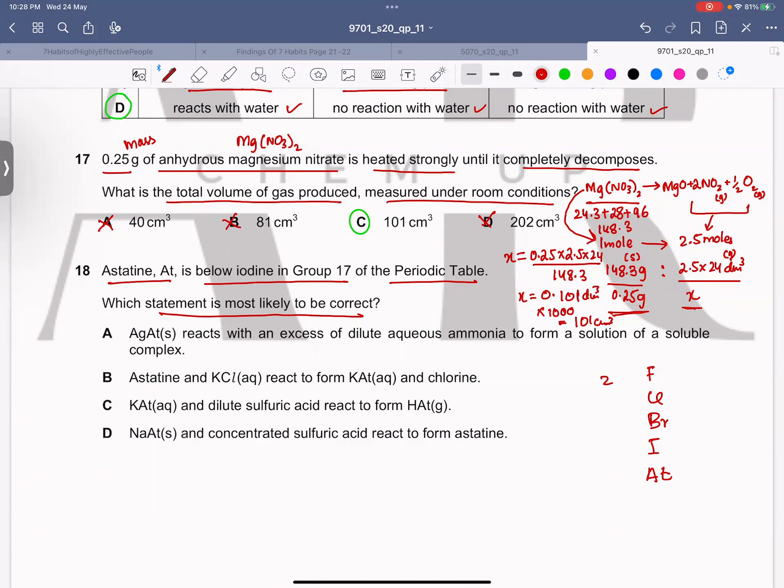Now look at the first one. Silver astatide reacts with an excess of dilute aqueous ammonia to form a solution of a soluble complex. Will this statement be correct or wrong? What do you think?